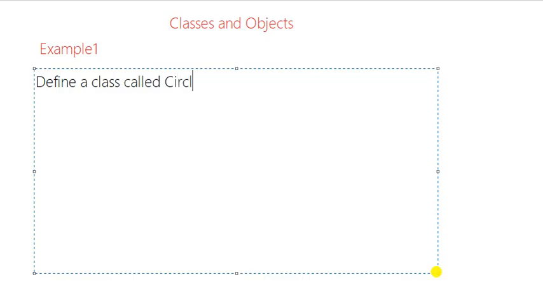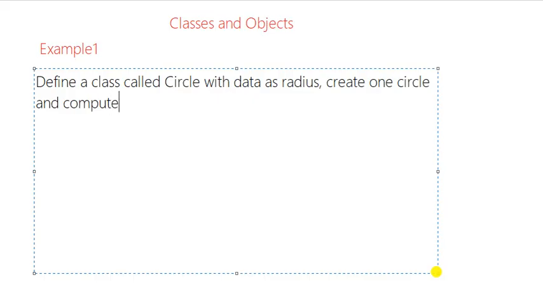Define a class called circle with data as radius. And what he is saying: create one circle and compute its area. So this is how it is there.